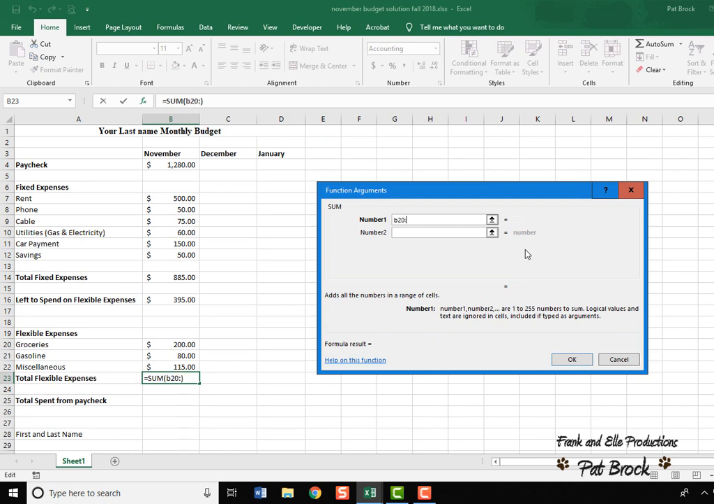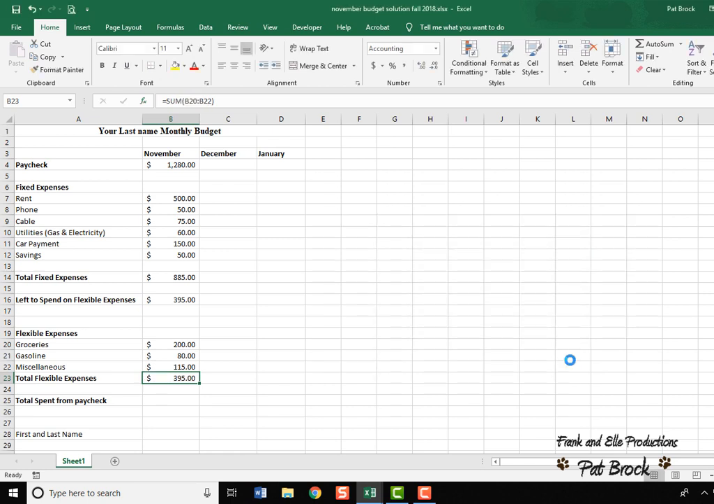B20 colon, B22, and click OK. And you get the same answer. Okay, so either way that you want to do it.